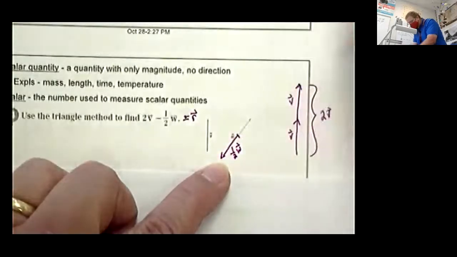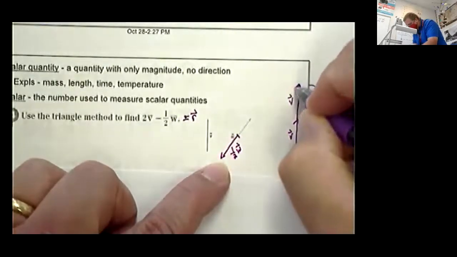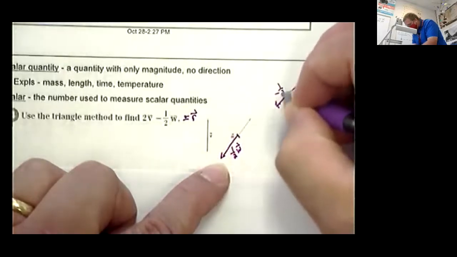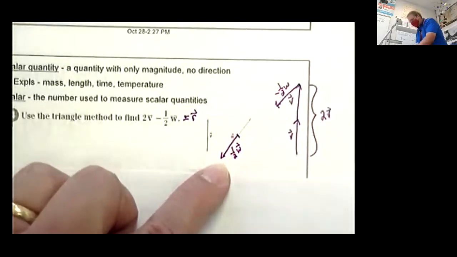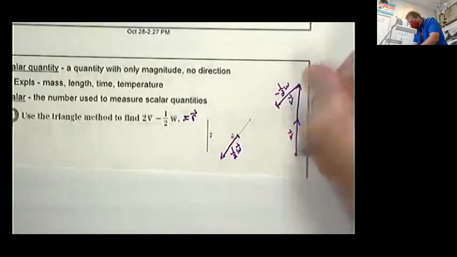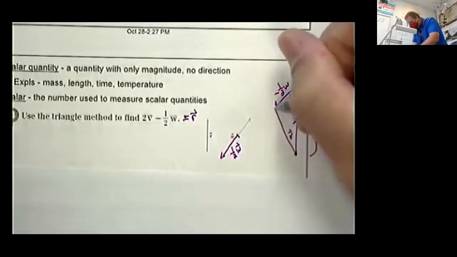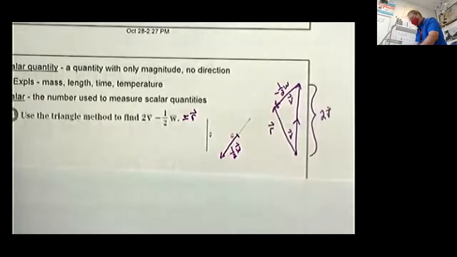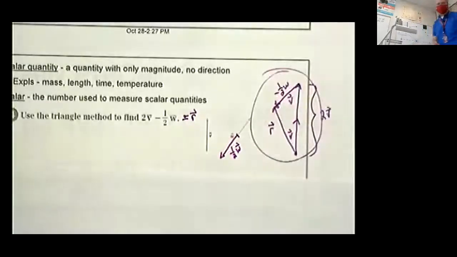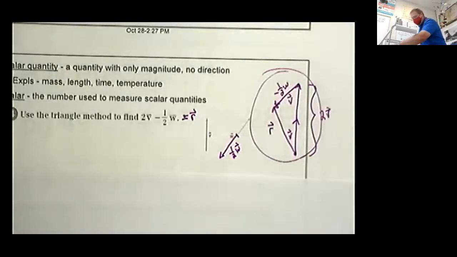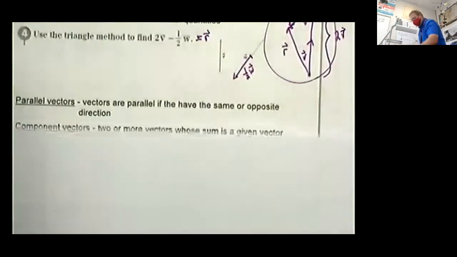Again, we're going to use our triangle method, and I'm just going to draw the same picture. There's my negative 1/2 w. And then the answer is our resultant vector, and that's the vector that started at the original point and meets that w. So there's our vector r. So that picture would be your solution. Again, we need to practice those pictures because that's what we're going to use when we start solving problems.